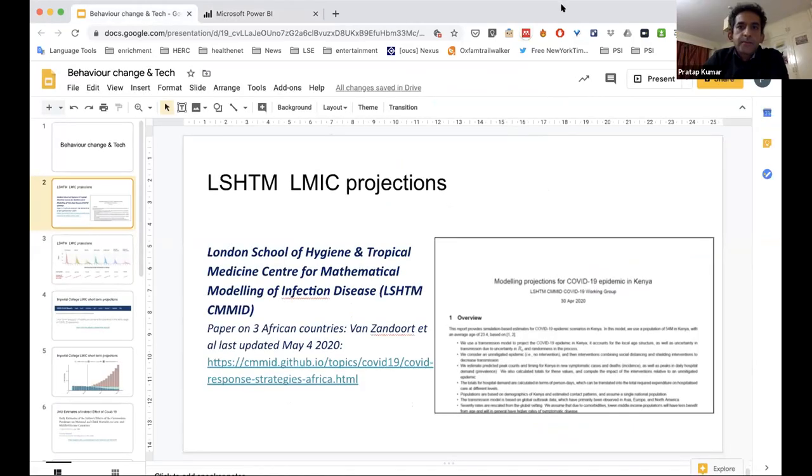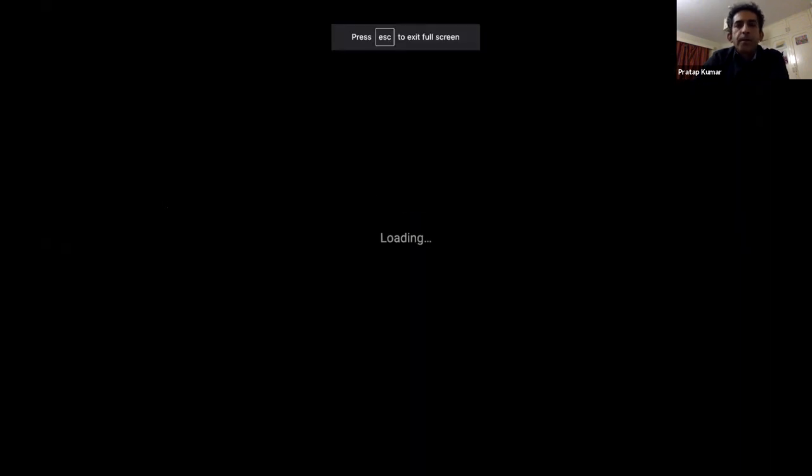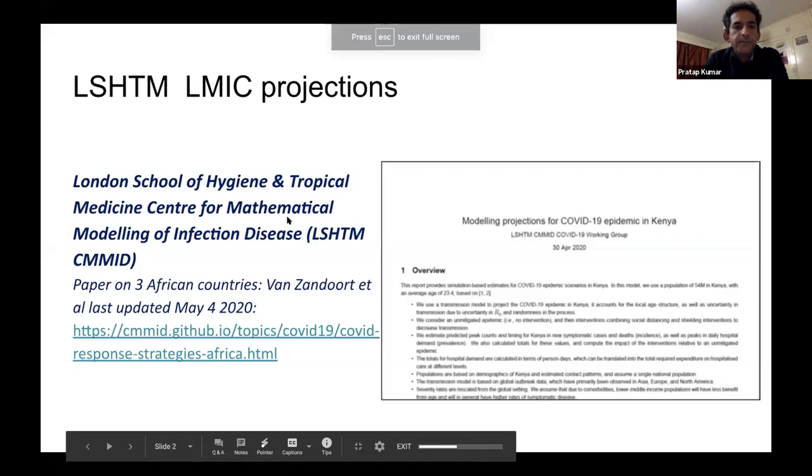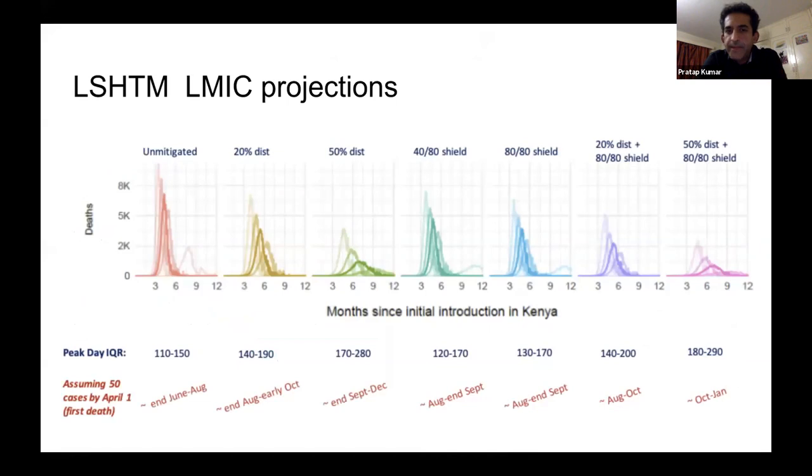Let's just look at a couple of slides and recent data from the London School of Hygiene. And this is really important. This is very recent analysis and data, is that because of the measures that have been taken around social distancing and closing down of public gatherings and so on, so far in America and Kenya in particular, we've been able to push the peak of this epidemic a little bit.